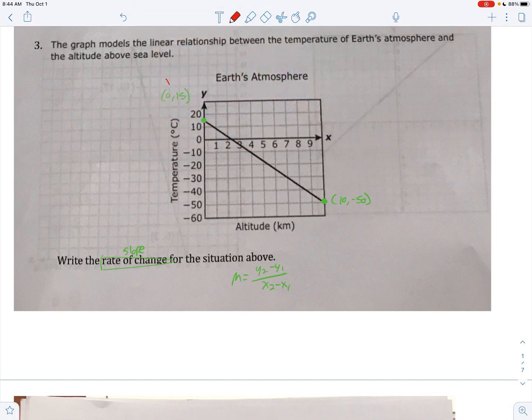Note that this is going to be our x1, y1. This is going to be x2, y2. So we have -50 minus 15 over 10 minus 0. So that's -65 over 10. All right, simplify it and it's -6.5. Rate of change.